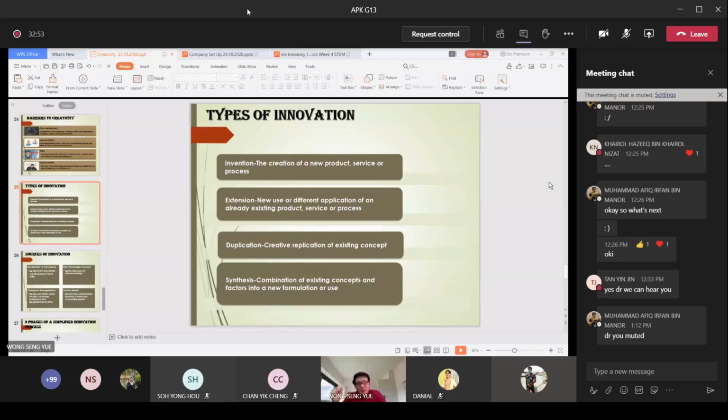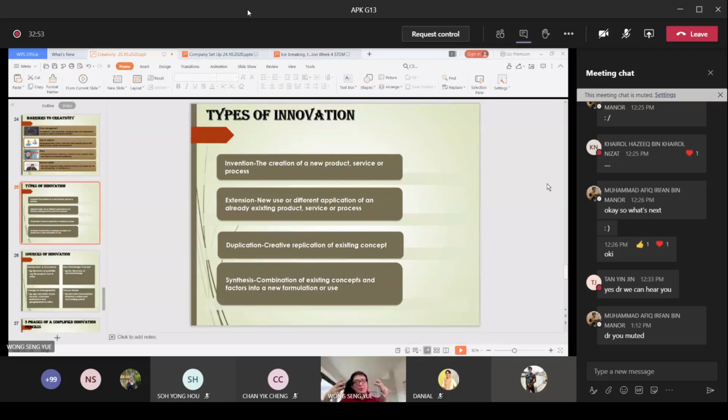Second one will be extension. Extension means that, I just give you one example here. For example, this is a handphone. Let's say this handphone already exists. But if I'm going to apply this innovation we call an extension, meaning I'm going to extend the features of this handphone. Meaning I can put something inside this handphone because I'm going to apply innovation A and B and C.